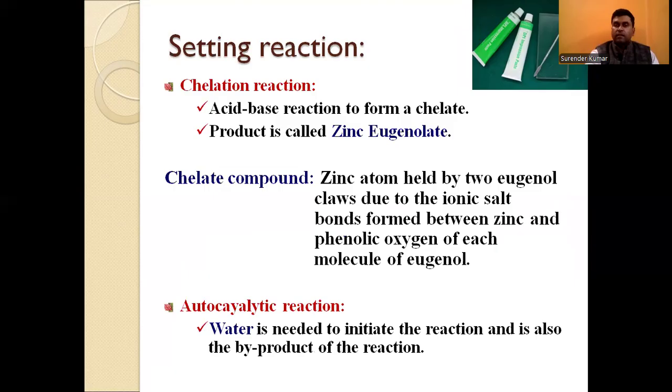Setting reaction: it is a chelation reaction. There is an acid-base reaction to form a chelate, and the product is known as zinc eugenolate chelate compound. The zinc atom is held by two eugenol molecules due to the ionic salt bonds formed between the zinc and the phenolic oxygen of each molecule of the eugenol. It is also known as an autocatalytic reaction. Why autocatalytic? Because water is needed to initiate the reaction, as well as being a byproduct.